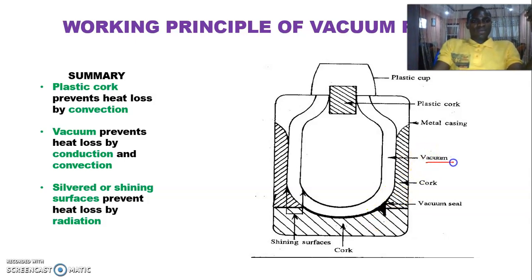We have a vacuum. The vacuum here means that there is no air in this gap. The air has been evacuated, so no more material medium of any kind. This is a cork too, which is also an insulator, just like the plastic cork, which seals the liquid content inside the flask. Now we have the vacuum seal, and not only that, we have another cork support underneath. Since it is resting on the cork support, heat will be prevented from being lost.